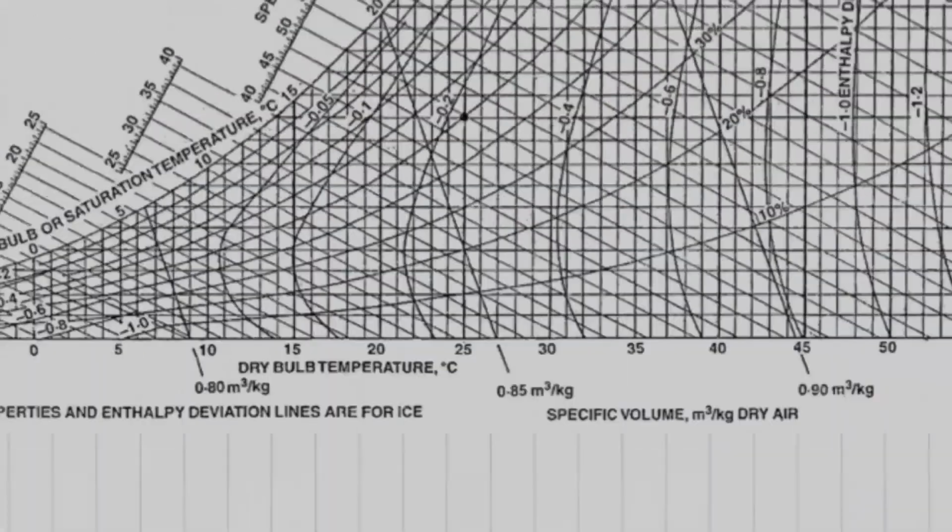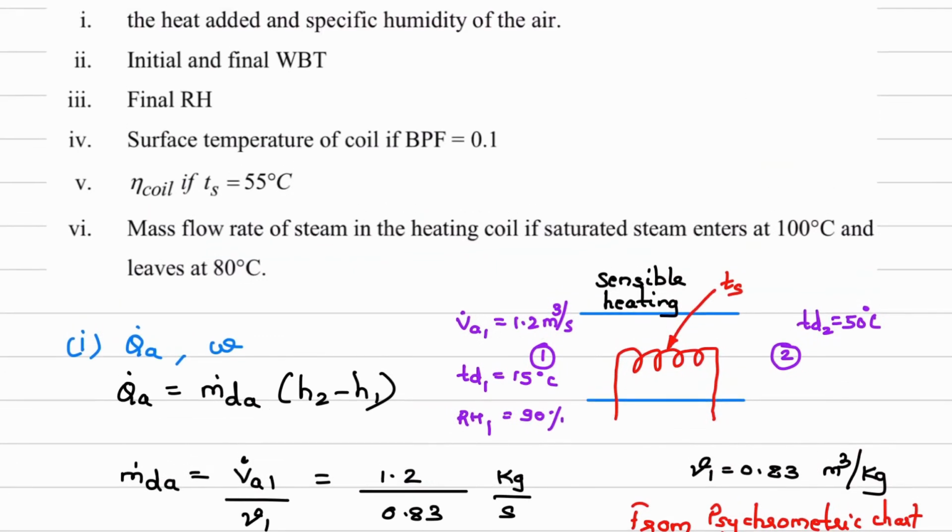Next, we will see what is asked in the question: the efficiency of the coil if the surface temperature is 55. In question number 4 we calculated the surface temperature, which was 53.88. Now in question number 5, the surface temperature is given as 55, meaning the TS value is 55, and we have to calculate the efficiency of the coil. What is the efficiency of the coil? It is 1 minus the bypass factor. So we'll calculate this part.